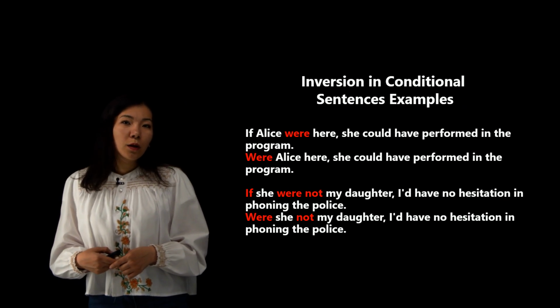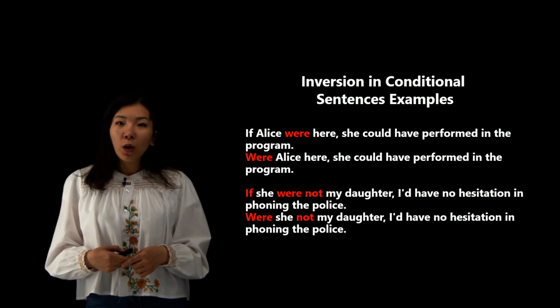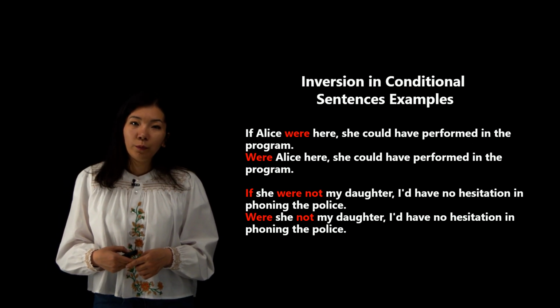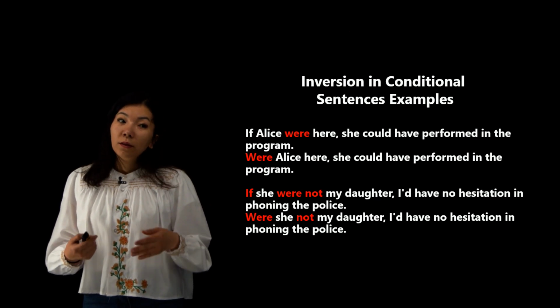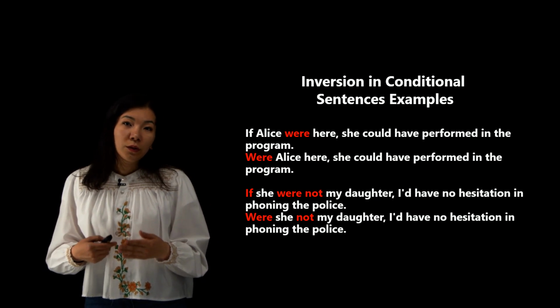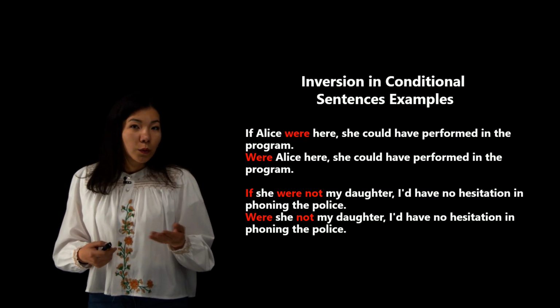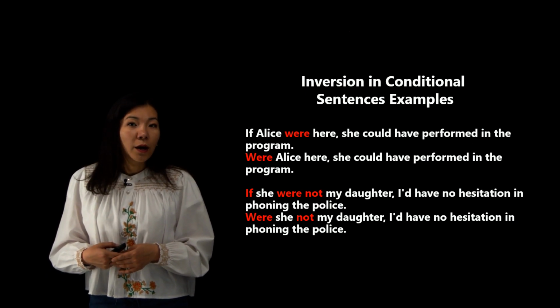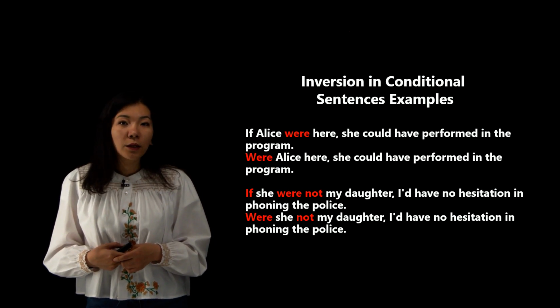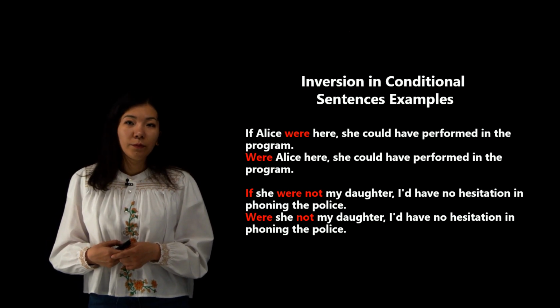So if she were not my daughter, I would have no hesitation in phoning the police. And this sentence you could say with inversion: were she not my daughter, I would have no hesitation in phoning the police.